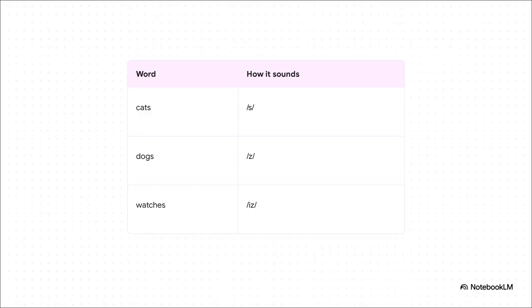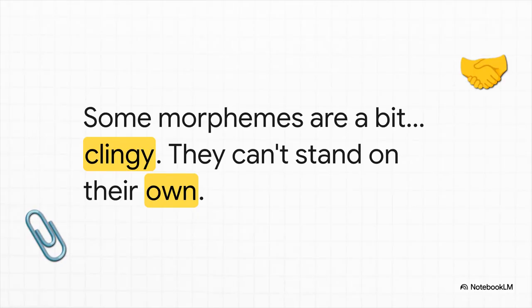Just take the morpheme that makes things plural in English. Listen to this. The word cats ends with a sharp S sound, but dogs ends with a buzzing Z sound, and watches ends with an iz sound. That's the exact same morpheme doing the exact same job, making something plural. It just has three different outfits, three allomorphs, to match the word it's attached to. Wild, right?